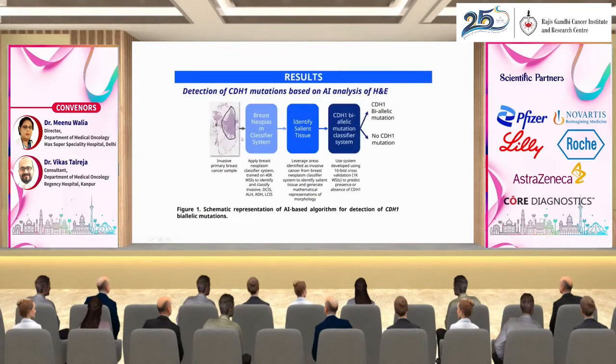So this is an invasive primary cancer sample. In that, they applied the previous software we have seen, BreastBeta, that was trained on 40,000 whole slide images. Then it was used to identify the salient tissue, and on this they applied the CDH1 biallelic mutation classifier system. Now this further gave the two classifiers, CDH1 biallelic mutation and no CDH1 mutation.